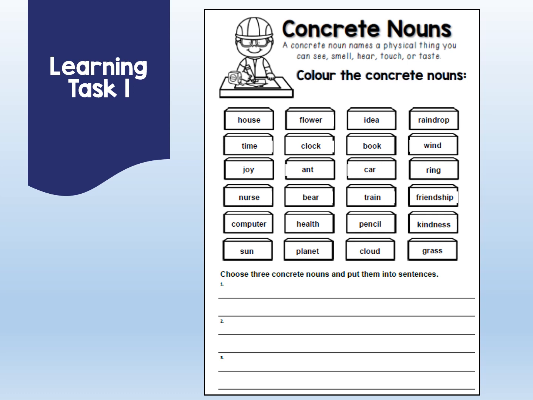If you have the worksheet, you can see I've got all these building blocks. Now, some of them have got concrete nouns and some of them have got abstract. Remember, concrete nouns are the ones that you can use your 5 senses for. So if you're working on the worksheet, colour in the blocks that have a concrete noun, and then I want you to choose 3 of them and put them into sentences. If you're working on a piece of paper, just write a list of all the concrete nouns that are on the page, and then you can choose 3 of them and write 3 sentences.